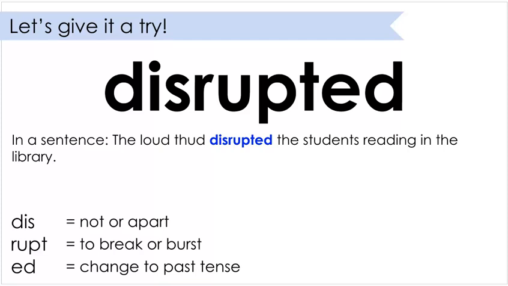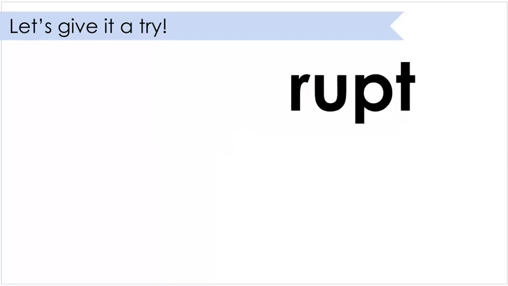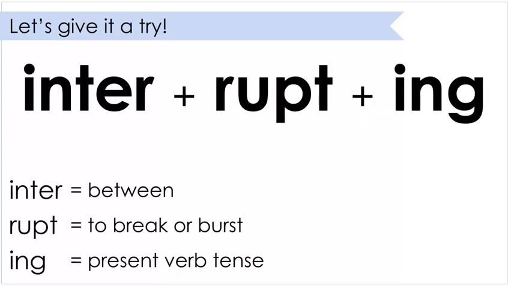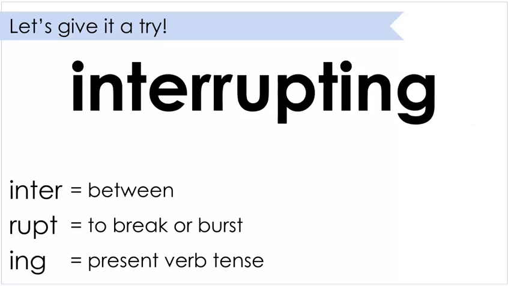Let's try one more. Now, rupt, if we were going to add ing, same thing we're going to do. So we're going to go back and we're going to go ahead and add a prefix from yesterday. This is a word we did with lesson 1. We're going to add inter, which means between, rupt, which means to break or burst, and ing, which is a present verb tense. So I wonder what our word will be. Interrupting is correct. Can you figure out what that means?